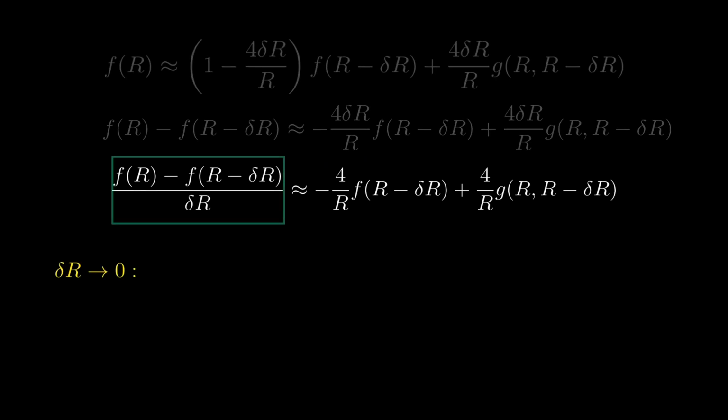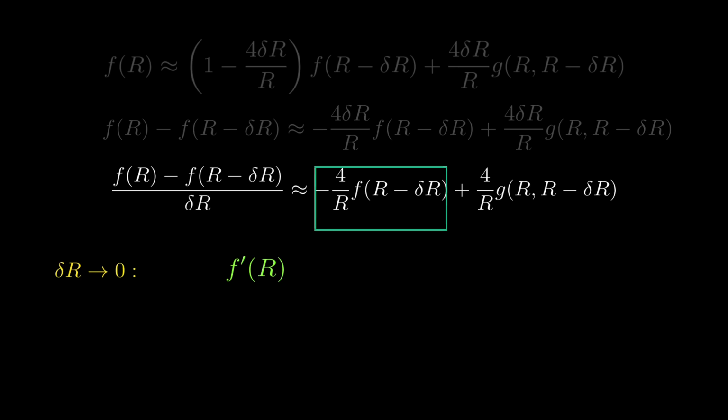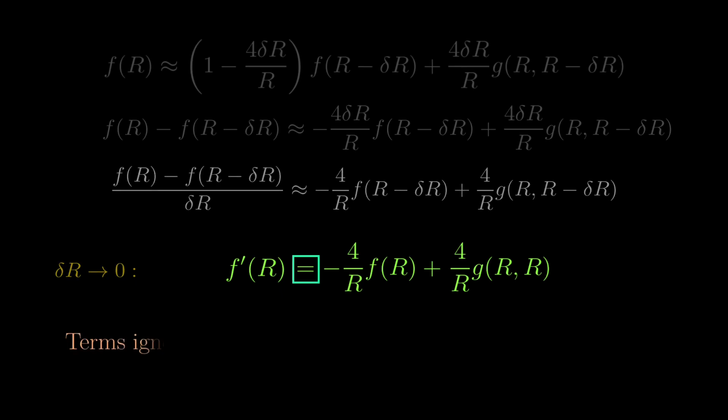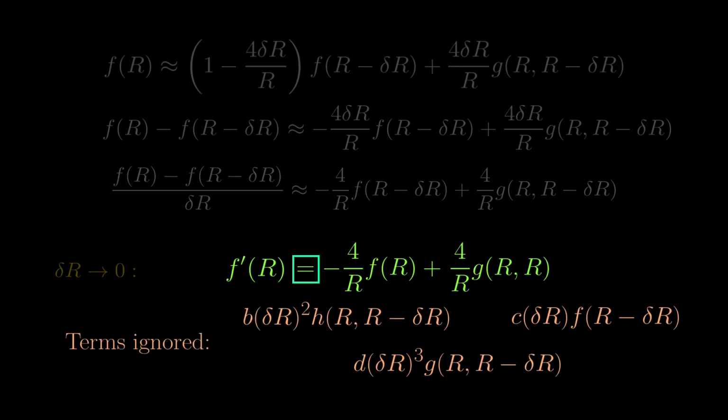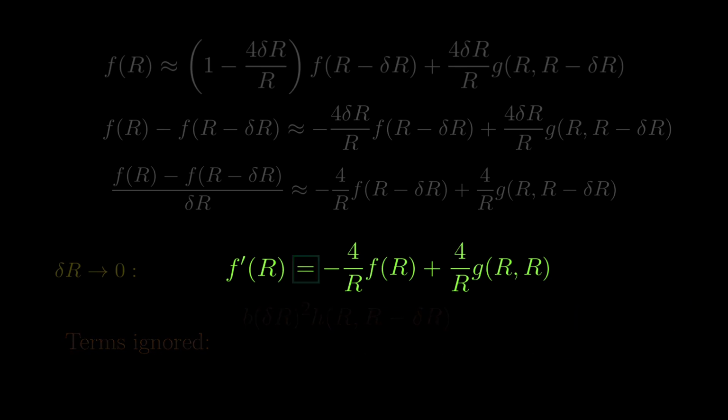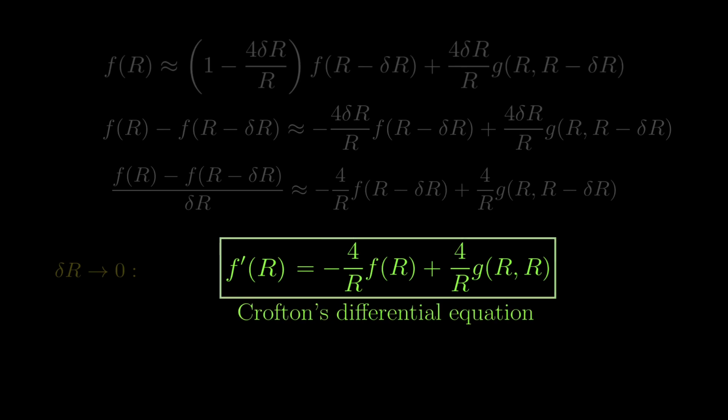The left side, as we discussed in the beginning, goes to f prime of r. And for the right side, we pretty much just eliminate delta r from the terms due to continuity. Note that this is now an equal sign, because if we really add all the terms back, the terms that we ignored are all like these: some constant unrelated to delta r, some positive power of delta r which tends to 0 as delta r does, and a bounded function in delta r. So in the limit, all these will disappear and we are safe to ignore them. This is usually called Crofton's differential equation.